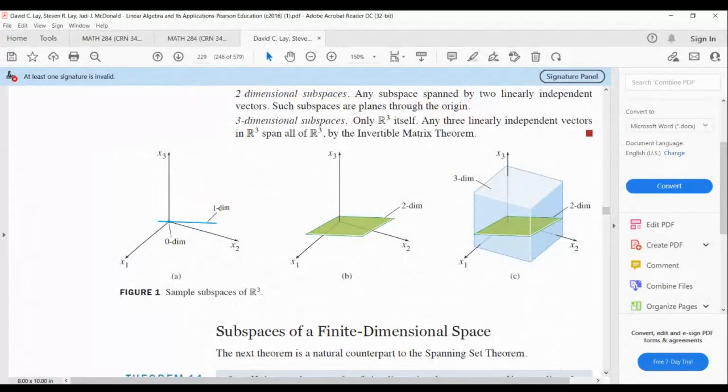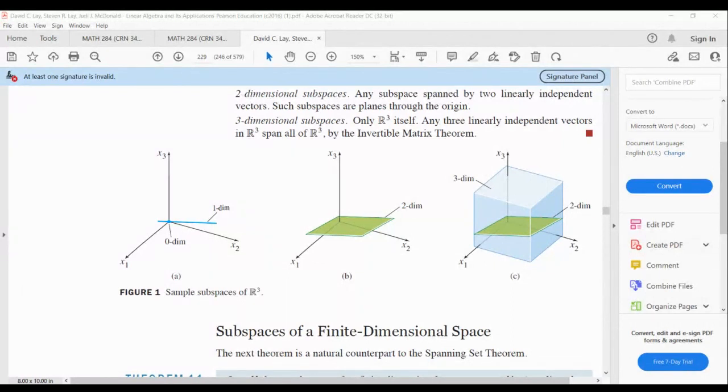And figure 1 in the book, you have some nice pictures here of sample subspaces of R cubed. They show on the left a one-dimensional subspace of R cubed. Then B in figure 1 is a two-dimensional subspace of R cubed. And then finally, C is a three-dimensional subspace of R cubed. And it's actually the whole space.